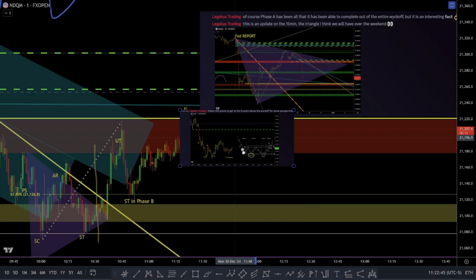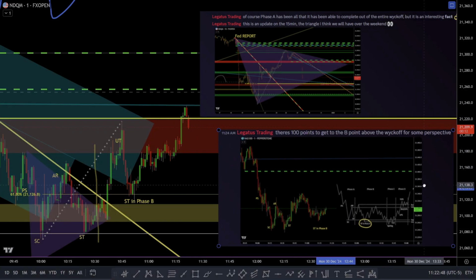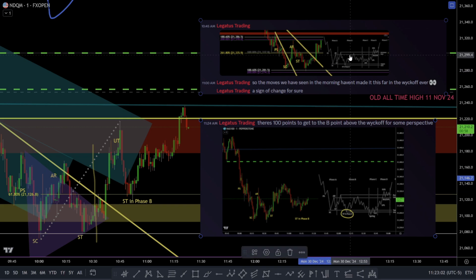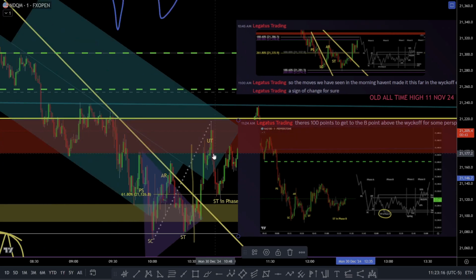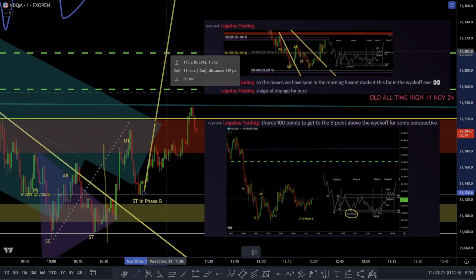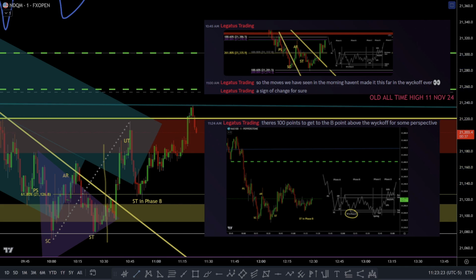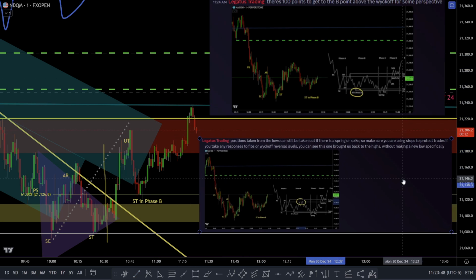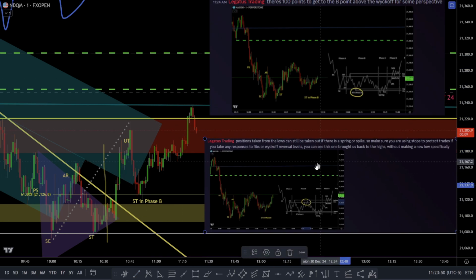And so after we managed to continue to that point, we fell from that high right there, and I circled where we were, the ST in phase B. There's a 100 points to get to the B point above the Wyckoff, just for some perspective. And I mean, today, I don't think it's 100 points, but 128, 178 to get all the way up to those B points. So now it's interesting because this is where we are right now in the Wyckoff.